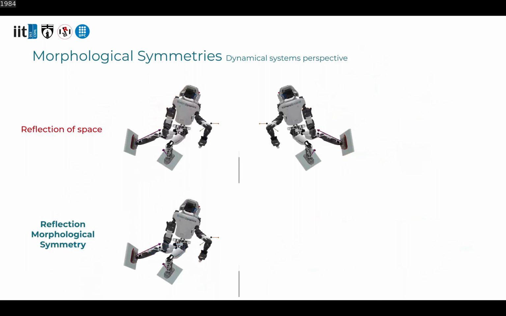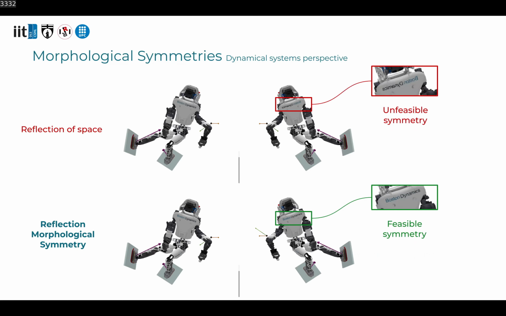We define a morphological symmetry as the capability that some dynamical systems have to imitate reflections, rotations, and translations of space with feasible discrete changes in the system state configuration. For instance, all bipedal systems have the capability to imitate reflections of space through feasible state transformations. While all reflections of space are unfeasible transformations, a morphological symmetry is always associated with a feasible state transformation. In other words, the system can always reach the symmetric state of a morphological symmetry.